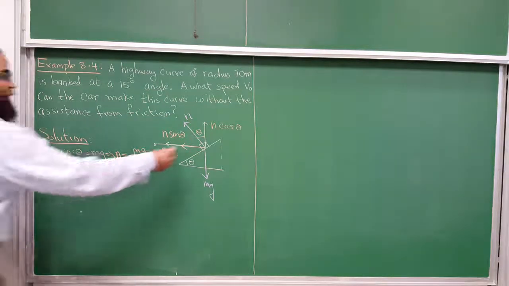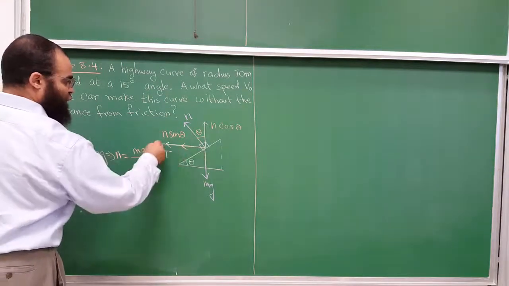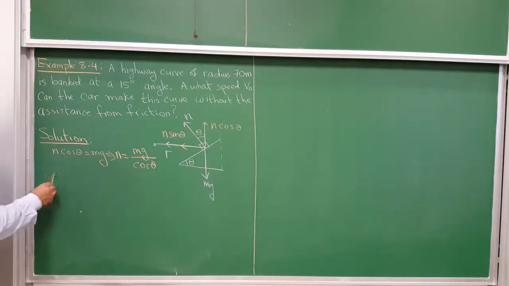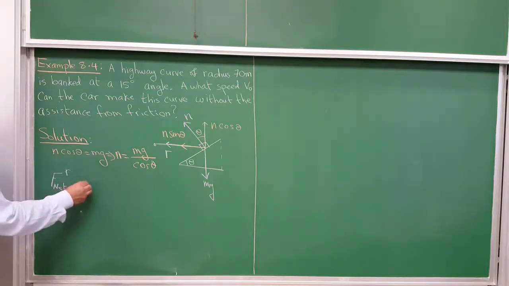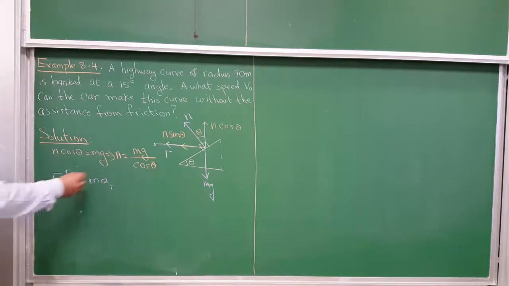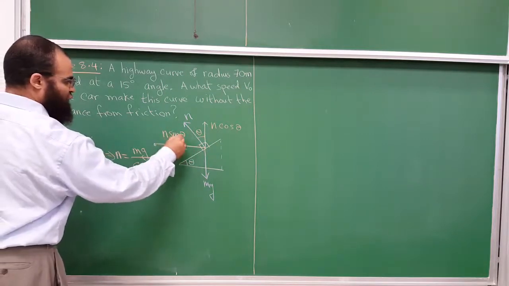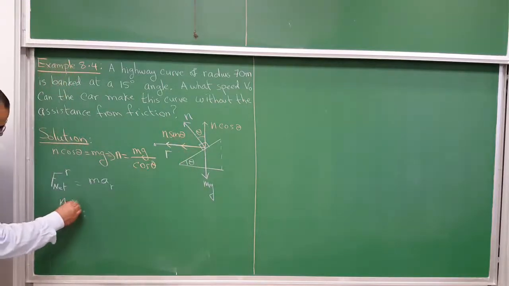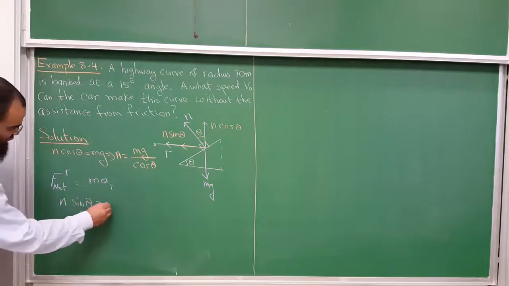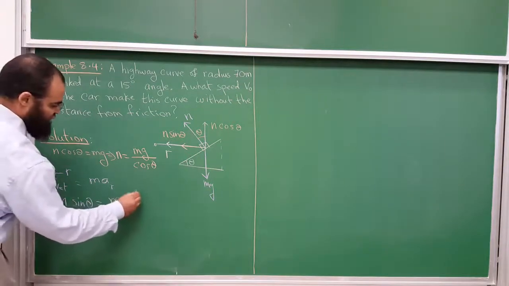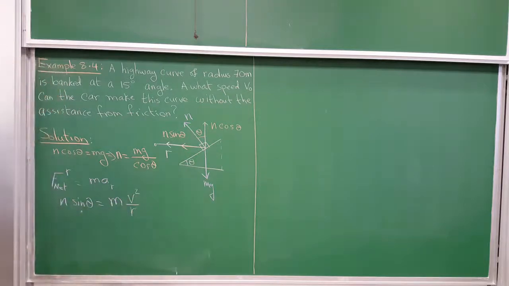All right, now, in this direction, we have the component of the normal force this way, in the radial direction. The net force in the radial direction will equal the mass times the acceleration in the radial direction. The net force in the radial direction, there is only one force, and that's the normal force times sine theta. There is just this component. So that's the normal force times the sine of theta equal to the mass times acceleration in the radial direction. In the radial direction, the acceleration is v squared divided by r.